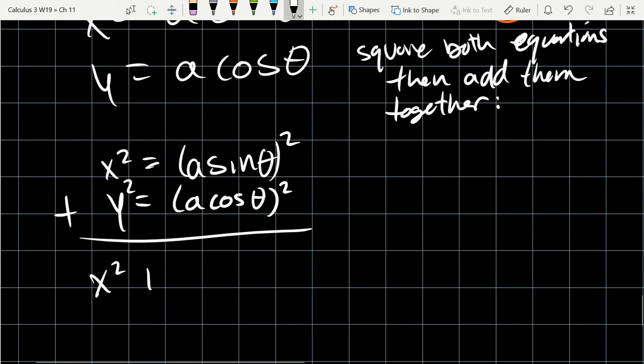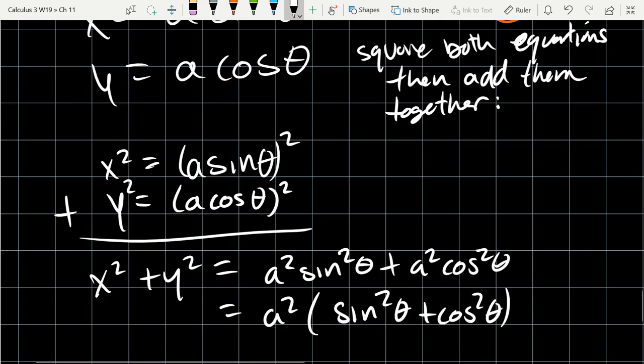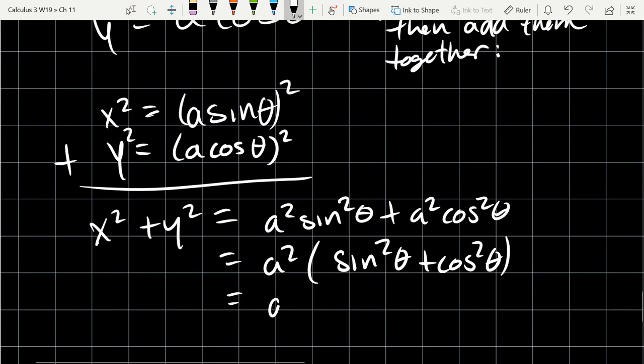So left side, x squared plus y squared. Right side, a squared sine squared theta plus a squared cos squared theta. Factor the a squared out. And sine squared plus cos squared just gets eliminated here because it equals 1. So you could just cross it out because we're multiplying by it, so it's like multiplying by 1.